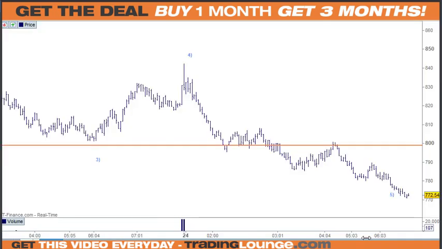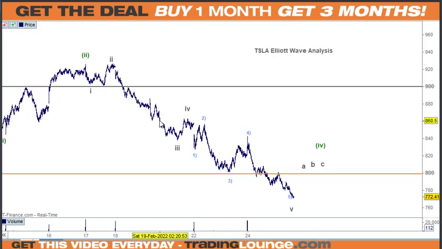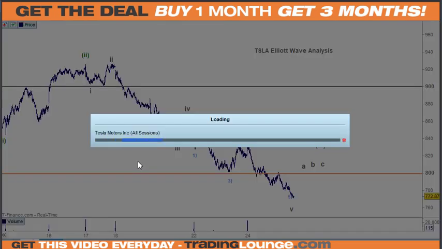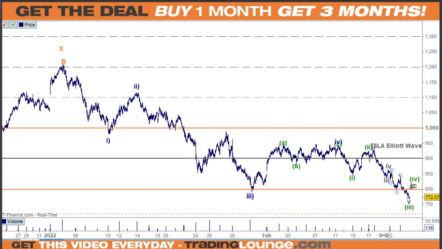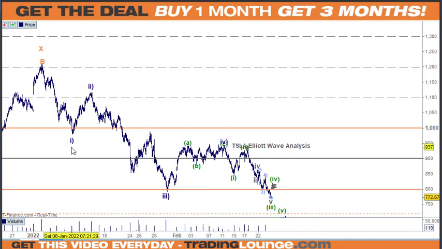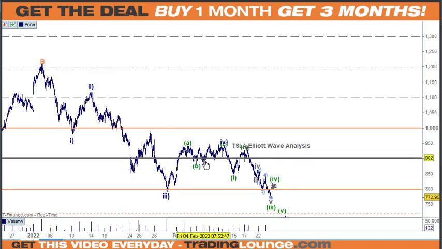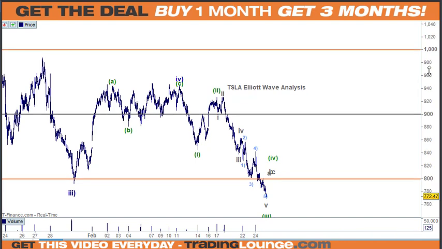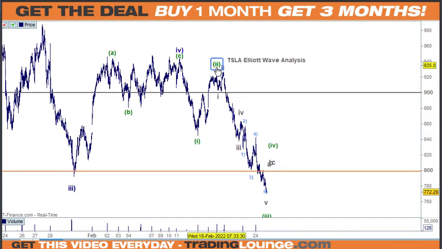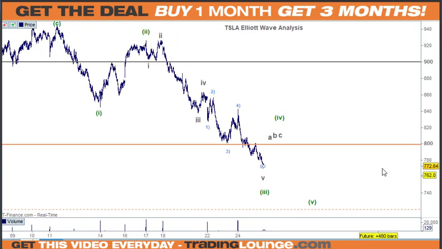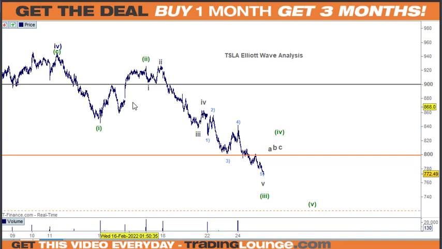Let's just see what I've got here. This is 100 ticks. Just getting a bit more data. So we've got 1 and 2. We've got 1 and 2 and 3 and ABC for 4 here yesterday, and 1 and 2 here. And just look for all of this as the third wave here. So we're counting down as 1 and 2 and 3 and 4 and 1 and 2 and 3 and 4 and coming down for 5.